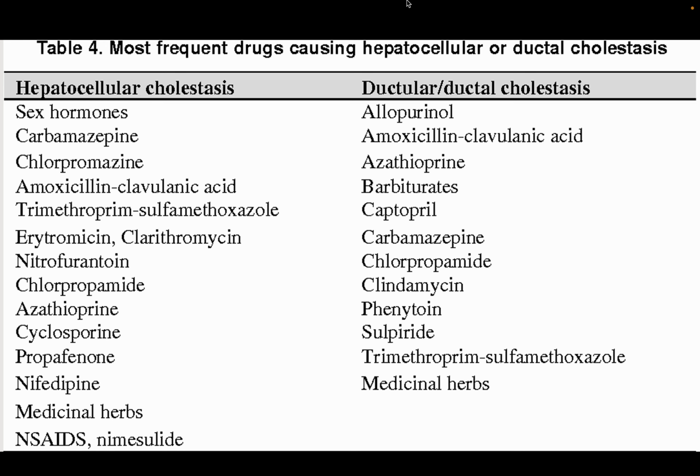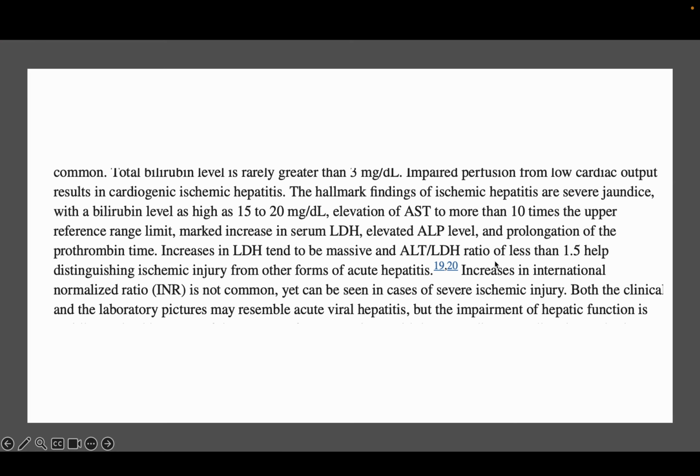All of these are hepatocellular, cholestatic, and ductal patterns, again mentioning the same thing. So this is the ratio I mentioned. In the case of significant ALT elevation, more than 10 times, like in the thousands, how do you tell whether it is ischemic hepatitis, something related to a drug, or viral hepatitis? This ratio: an ALT to LDH ratio of less than 1.5 is helpful in distinguishing ischemic injury from other causes of acute hepatitis. So this is one more thing I wanted to tell. Thank you.